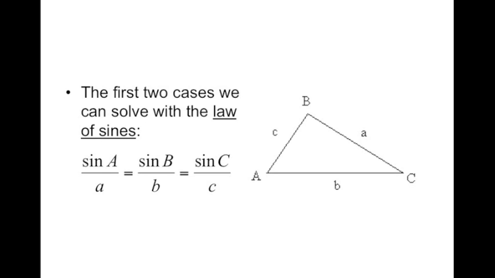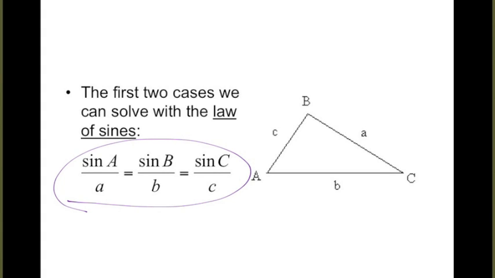The law of sines is that we're going to take the sine of an angle over its matching side and set those up as a proportion. So it's important that you remember in a triangle that when we name sides and angles, we do so across from each other. So side A is across from angle A, side B is across from angle B, and side C is across from angle C.